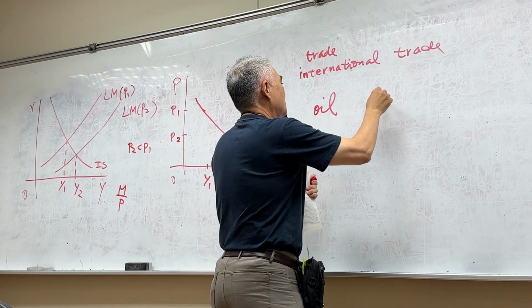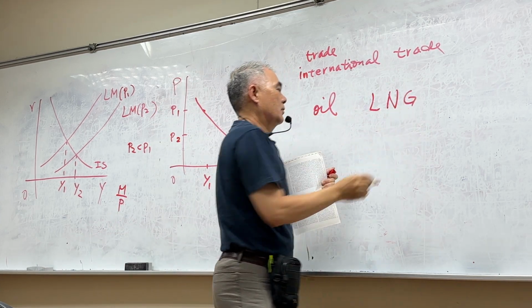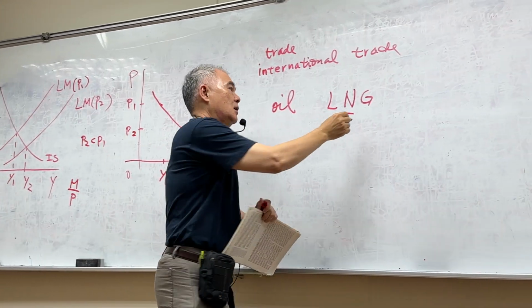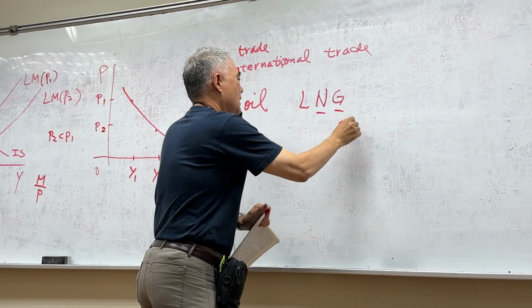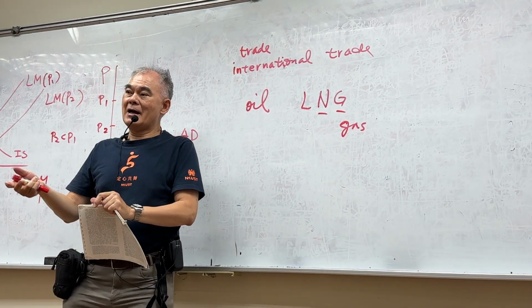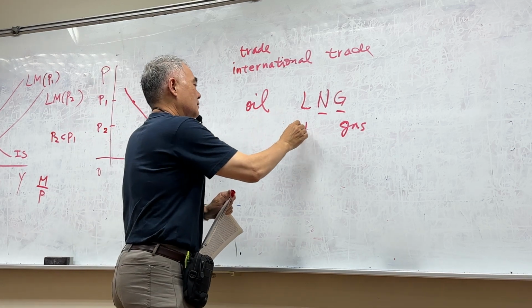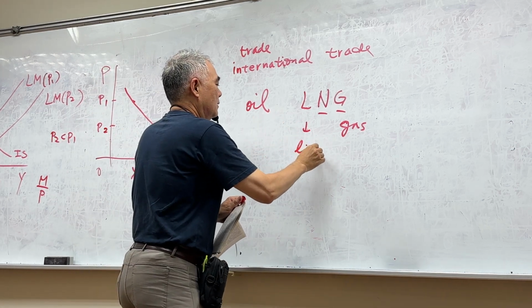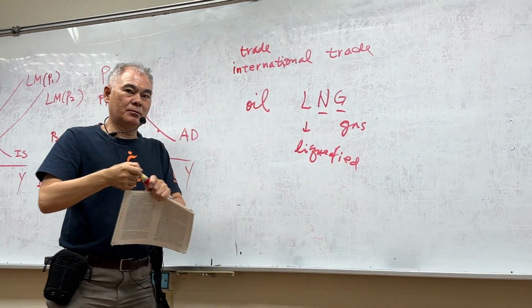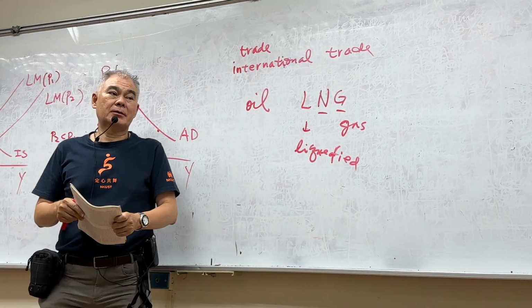Natural gas is usually called LNG. Why LNG? N, natural. G, gas. And as you know, it is gas, right? So it's very inconvenient to move a gas. So usually it is what? Liquefied. You have to make it a liquid.